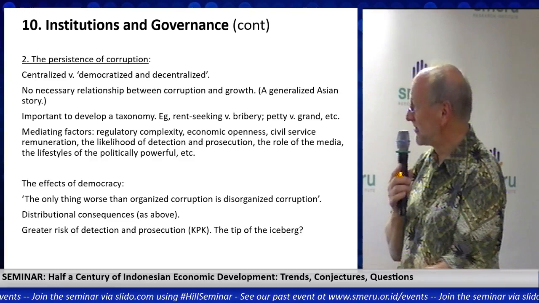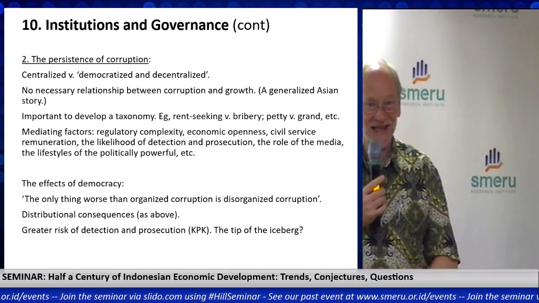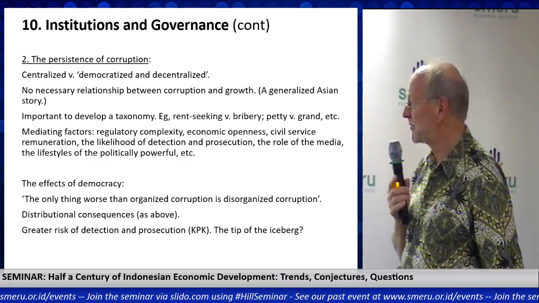So clearly there's no correlation between corruption and growth. That's a general Asian story. If you do a scatter diagram of corruption and economic growth, you don't see any clear pattern, maybe even a positive one. China and India, the fastest growing economies, also rank pretty highly on corruption. It's important to develop a taxonomy to distinguish between rent seeking and bribery.